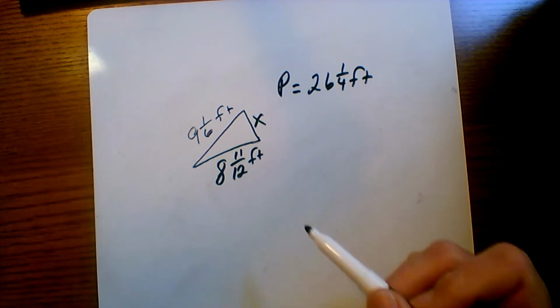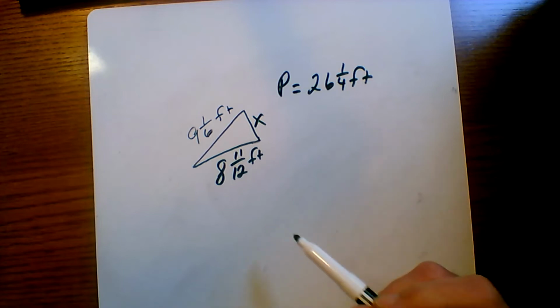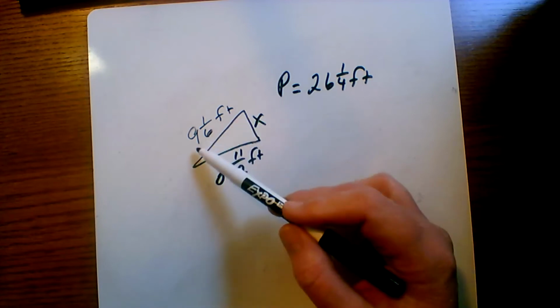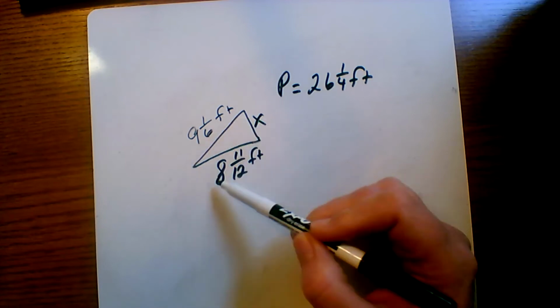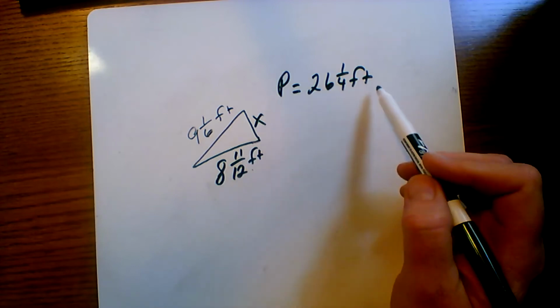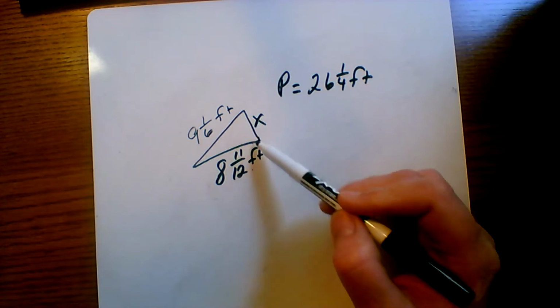All right, so in lesson 95, we're going to be solving some more adding and subtracting fraction problems. The warm-ups are on practice sheet 9. Let's take a look at one of the problems from worksheet 76. We're looking at problem number 2. Here's the figure. It's a triangle. We have this side 9 and 1/6 feet, and this side 8 and 11/12 feet. We know the perimeter, but we're trying to find out what this side is.